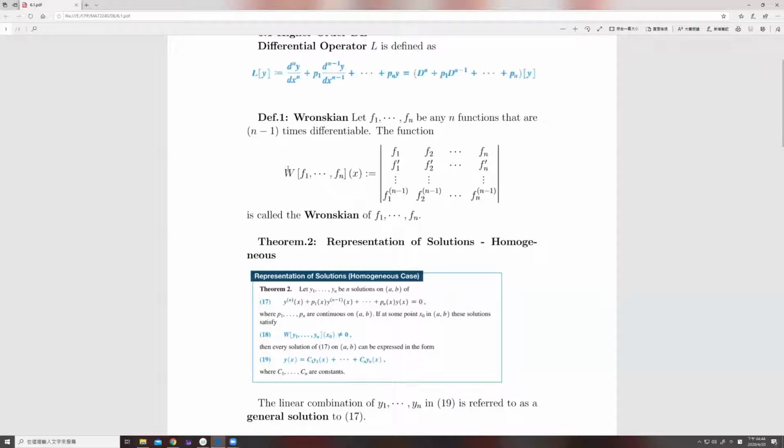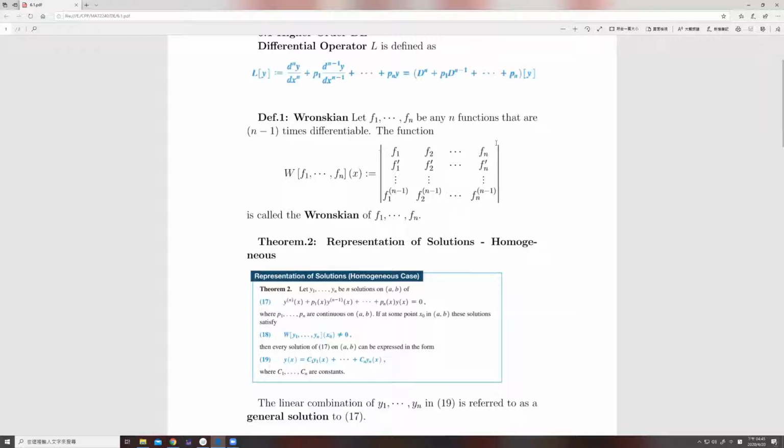All right, so the function W, capital W, means the Wronskian of these functions, defined as this. Let's look at this matrix together. The first row, you just have the functions f1, f2, up to fn. The second row is the first derivative of all those functions in the first row. The next row will be the second derivative, and up to the nth row, which is the n minus 1 derivative of all these functions. This is called the Wronskian of f1 to fn.